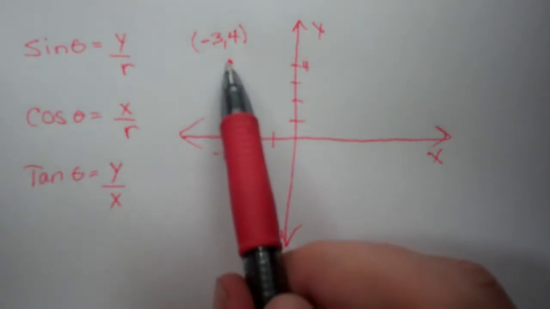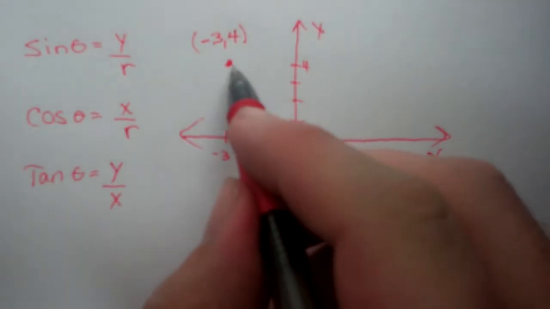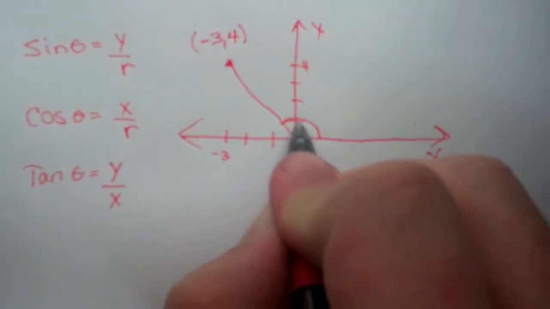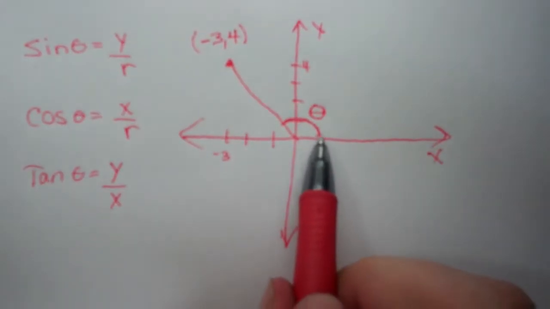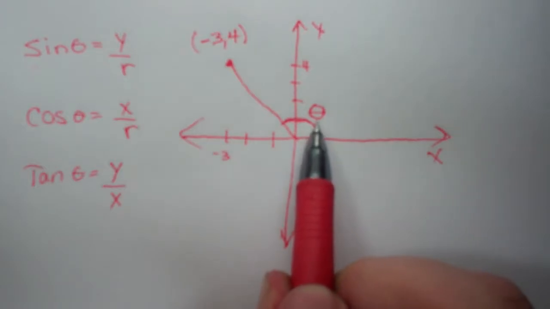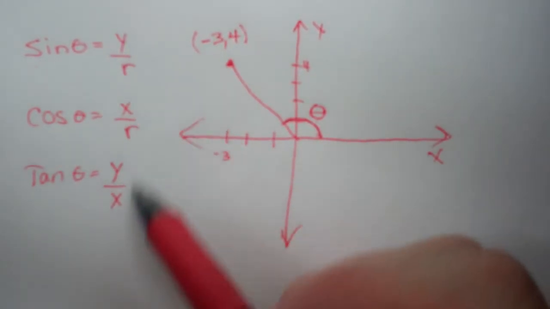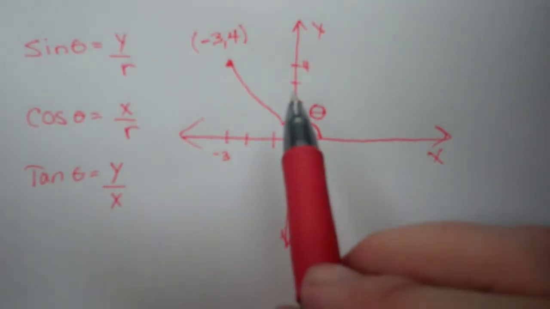Well, if we draw a line from this point back to the origin, then we have created some angle with the x-axis. This is the angle that we've created. This angle is bigger than 90 degrees, so this angle could never be inside of a right triangle. That's why these definitions are going to be more useful than SOHCAHTOA, since SOHCAHTOA only works if you're inside of a right triangle. Let's try to use these definitions.